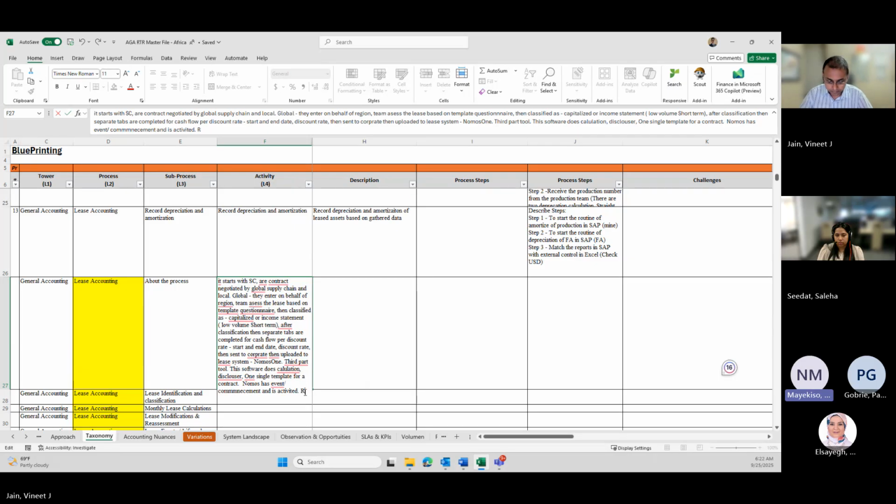So the regions then do SAP processing. Okay, so region extract the reports from Nomos and prepare. Okay. And they then prepare their journals. Okay. So basically, you are responsible for making sure that the information is there in the system. Your team is making sure that. Correct. Okay.